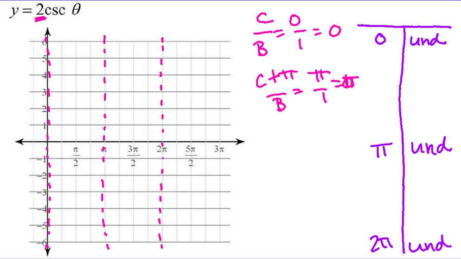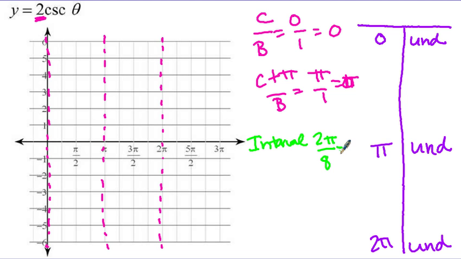Okay? So the next thing you want to do is find your interval. So you take your period, which is 2 pi, and you divide it by 8. Okay? Remember, with cosecant, we divide by 8 instead of 4.